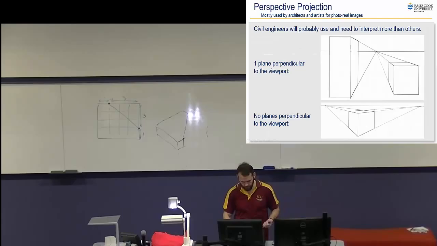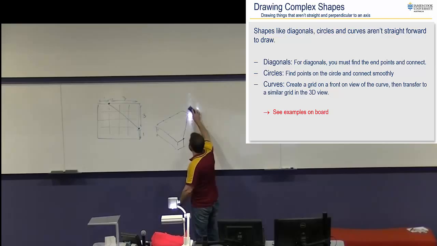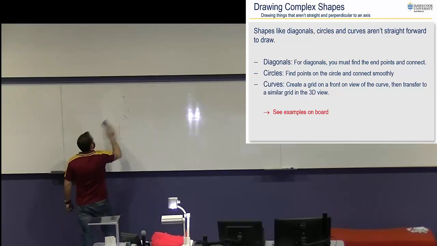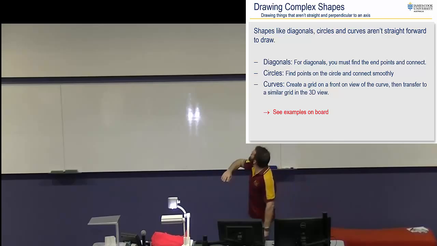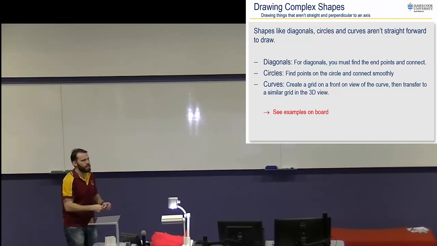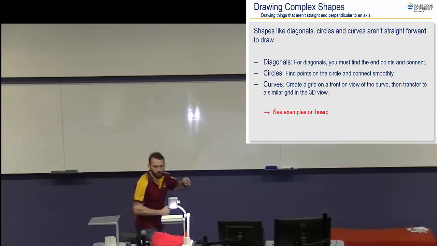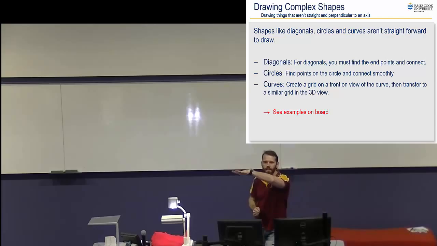All right, circles. Circles are kind of the same, yeah? It's still a grid system. It's just that because they're a continuous and curved shape, I can't just draw a single line. It's more complicated than that. But if I grid it up and pick either 4 points or potentially 8 points on the grid in 2D, and translate that to the grid in 3D, then I'll get a circle as well.